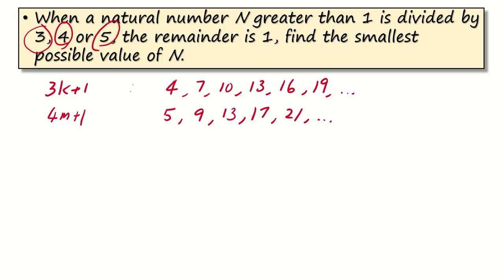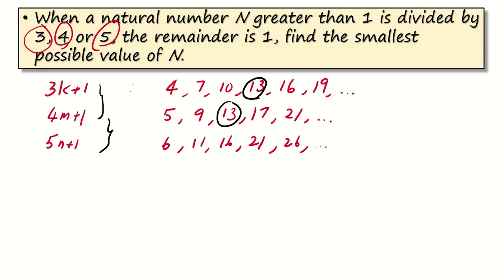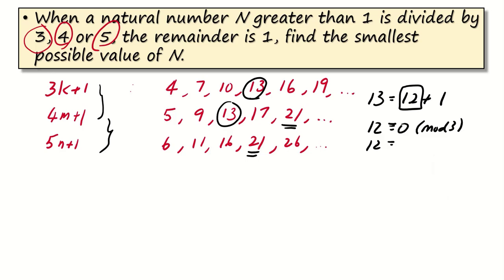And for the third condition, it is 5n plus 1. So it can be equal to 6, 11, 16, 21, 26, and so on and so forth. For the first and second lines, there is a common value of 13. For the second and third conditions, there is a common value of 21. And what we can notice here is that 13 is equal to 12 plus 1, and 12 is divisible by 3, and also 12 is divisible by 4.